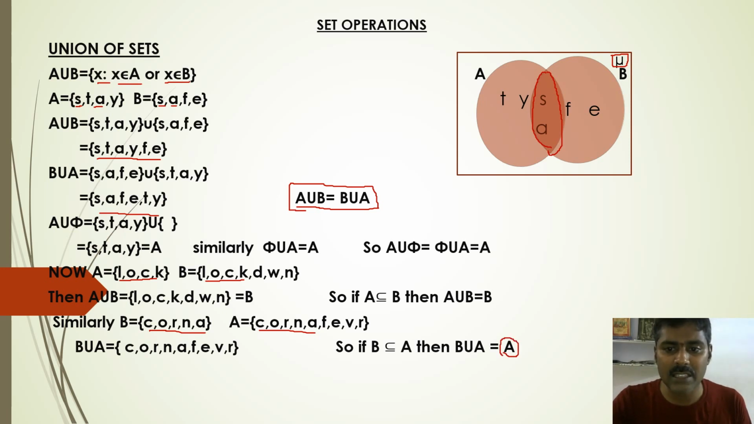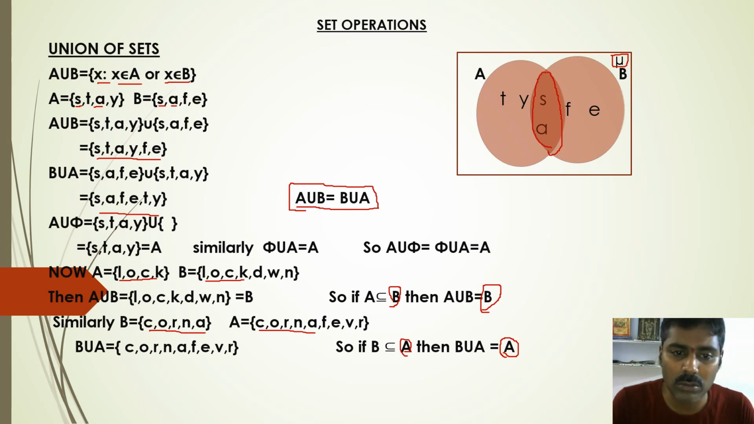So this is the superset. When B is a subset of A, their union will be A. If A is a subset of B, their union will be B. So whenever I get the union of subsets, the superset will be their union. Similarly, we can go with general examples even in the union.